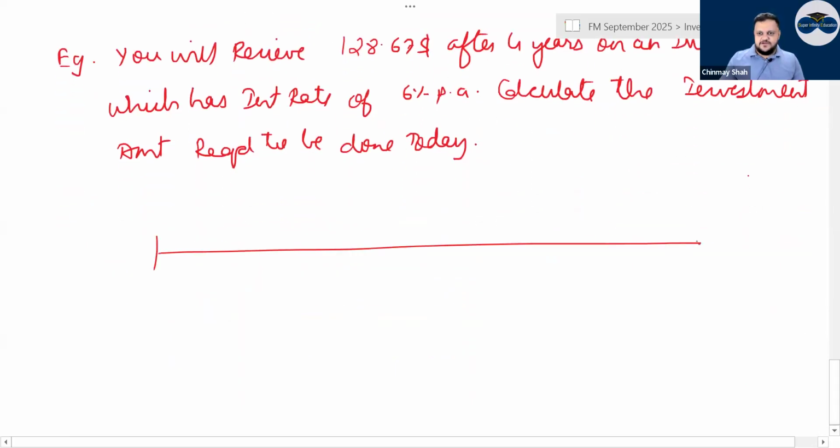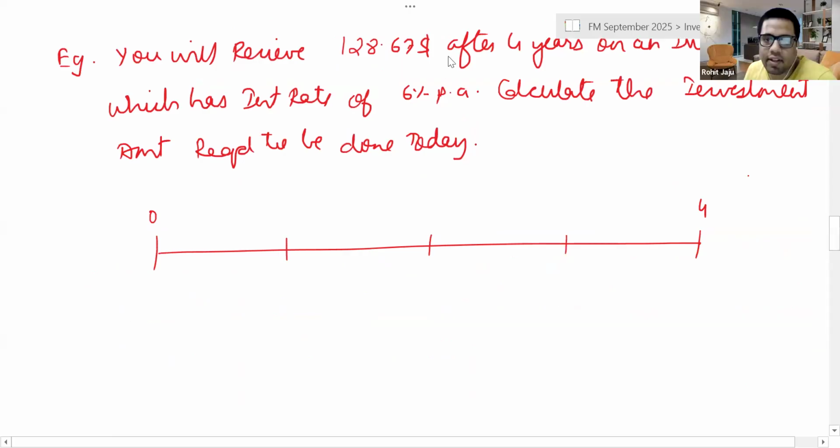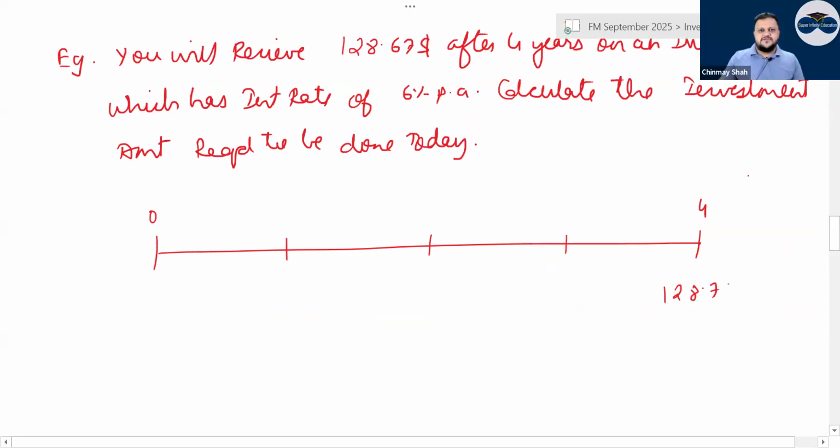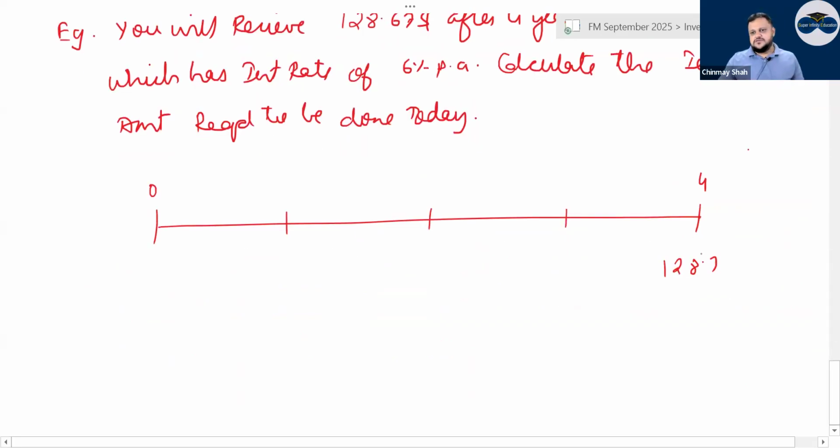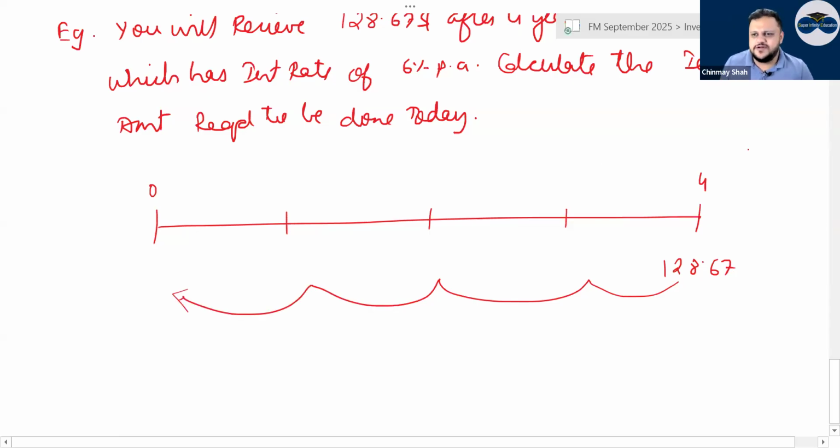Now see what they have given. Have they given you the 0-year value, or the first, second, third, 4th year value? Tell me. Sir, the fourth year future value. Future value is given. You have to pull the value back and bring it to zero. You don't know the cash flow. You have to bring it here, and at what rate do you pull it back?